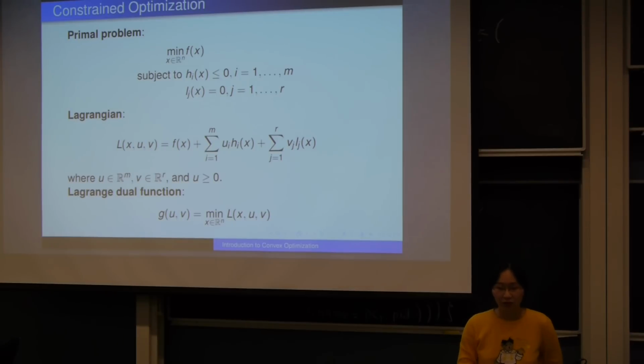We define the Lagrangian of the original primal problem as L(x, u, v) equals f(x) plus the sum of u_i times h_i(x), where h_i(x) is the original inequality condition, plus the sum of v_j times l_j(x), where l_j(x) is the original equality condition. Here u_i and v_j are called the Lagrange multipliers. We only need to require that u is larger or equal to 0. We have no constraint on v_j. So the Lagrange dual function is defined as the minimization of this Lagrangian over the whole space.